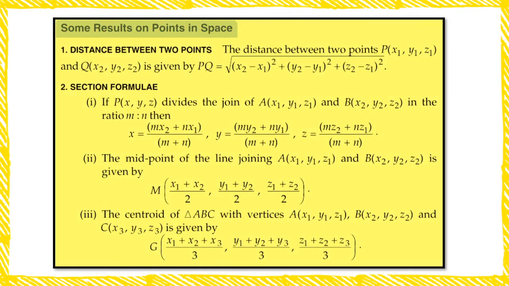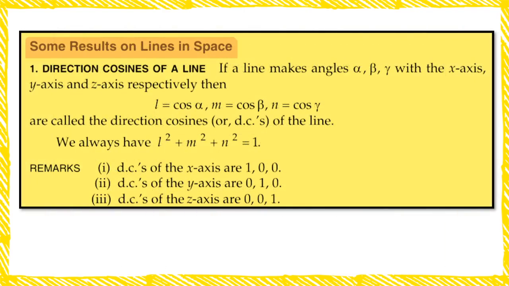Now here we have some basic formulae that we have already done, some results on points in space. If we have 2 points, we know how to find distance. Distance between 2 points, PQ, will be equal to the simple distance formula. We have used this formula in class 10 for 2 points, right? Now we have 3D plane, so we have to add this z2 minus z1 also. Then we have section formula, right? Then we have midpoint formula and centroid. I don't think anything is new for you students. You have already done it and we have used all these formulae so many times.